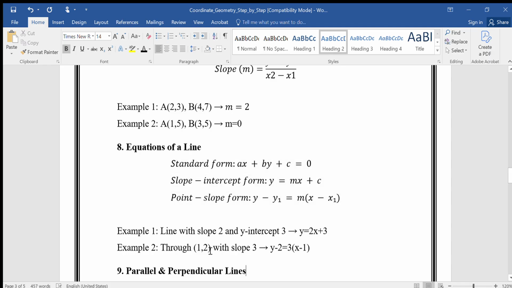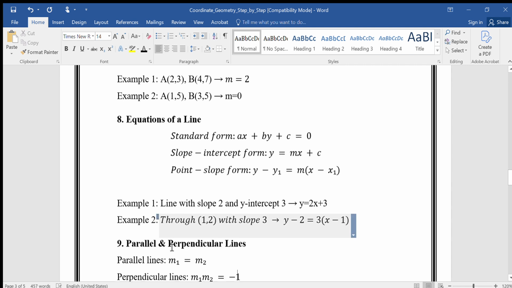Line through (1, 2) with slope 3. Use point slope form: y minus y1 equal to m into (x minus x1). m is equal to 3, y1 is 2, x1 is 1. So y minus 2 equal to 3 into (x minus 1).